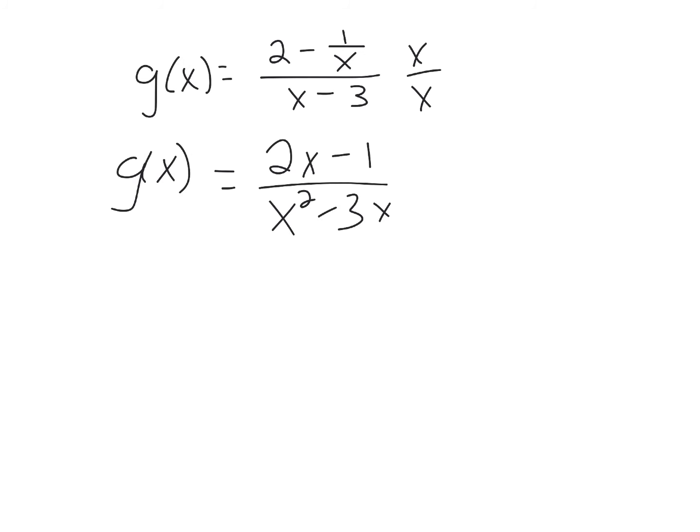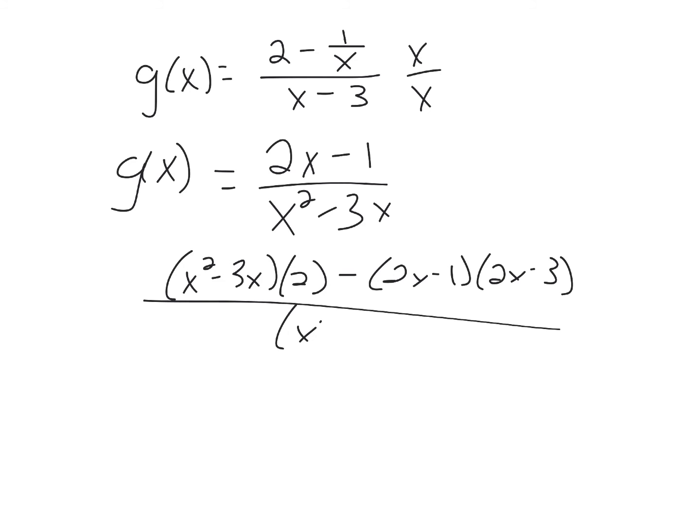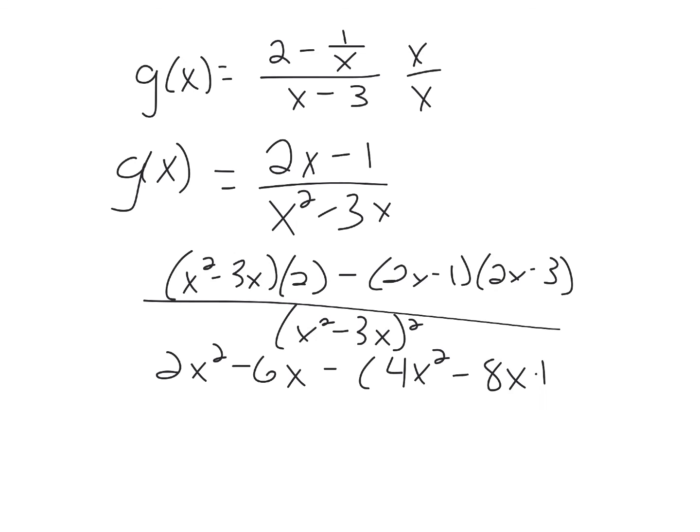So let's, or I should say, it looks a lot better than the last problem. So the numerator is going to be x squared minus 3x times 2, the derivative of the numerator, minus the numerator, 2x minus 1, times 2x minus 3, all over x squared minus 3x squared. Distribute and simplify. 2x squared minus 6x, foiling, and 4x squared minus 6x minus 2 is going to get us negative 8x plus 3.